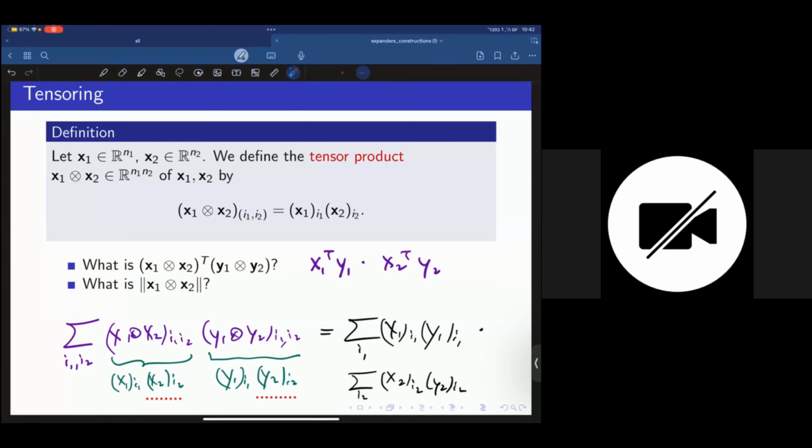You assume that x1 is different from y1, x2. Yes, right. Yes, you're completely right. So when I write this, it's implicit that this has the same dimensions as that, but I should have said that this has the same dimension as that, and so forth. Otherwise, it doesn't make sense. So here I'm implicitly assuming, I should have said, that x1 and y1 live in n1 dimensions.